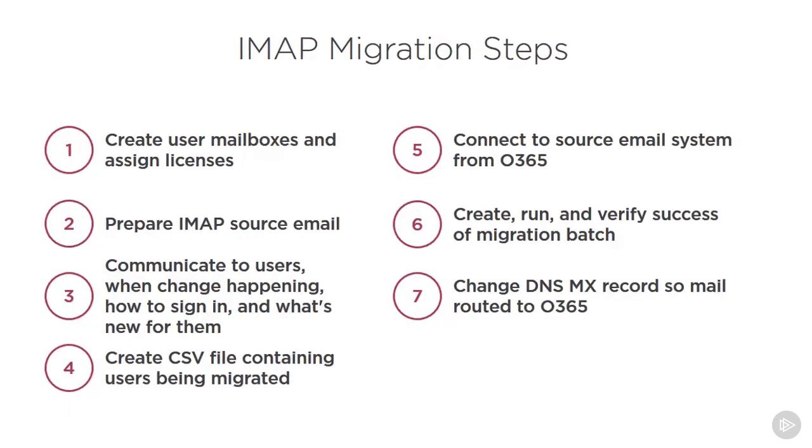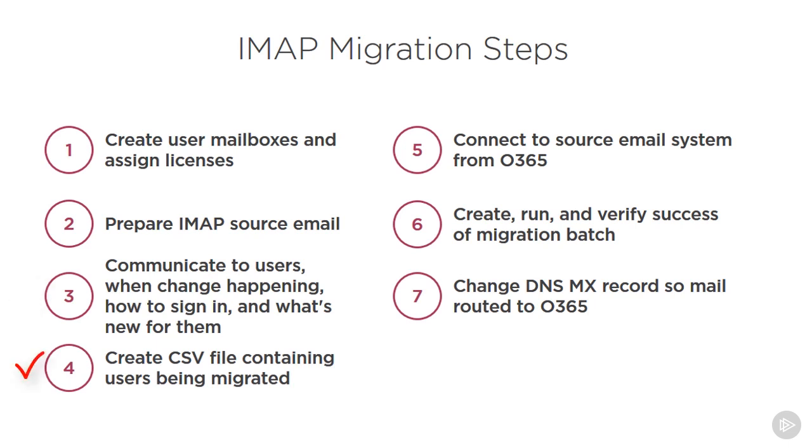Similar to our previous migration options, we have several steps that we need to perform. The first one is to create user mailboxes and assign licenses. We'll next prepare the IMAP source email. We'll just assume this is coming from Gmail. We'll communicate to users what they're changing, when it's changing, how it's going to happen, and how it's going to affect their sign-in process because they're used to signing in to, say, Gmail. And this is going to be completely different.